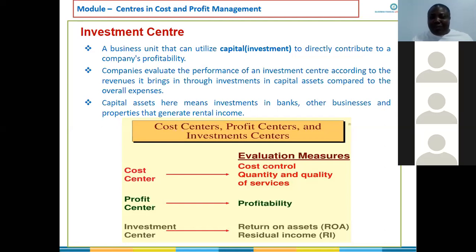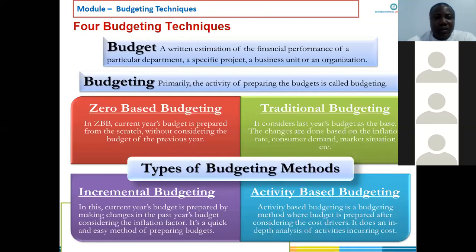So these are part of the budgeting side, which I will be explaining a few things on, and we will look at that. So we have come to the budgeting techniques. We have 4 budgeting techniques that we are going to look at: zero-based budgeting, traditional budgeting, activity-based budgeting, incremental budgeting.